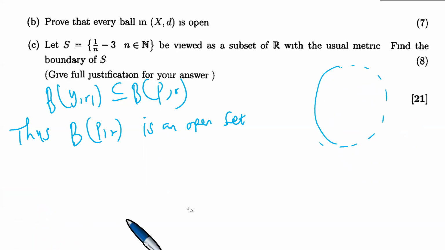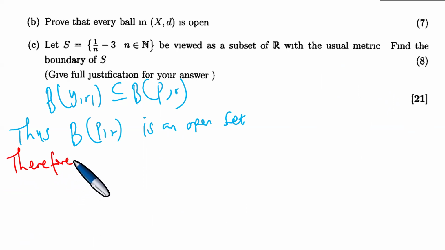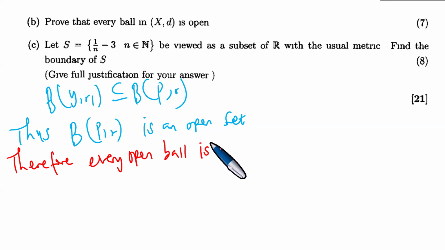Now, let's analyze this. So this is the conclusion. Therefore, every open ball is an open set. Therefore, every open ball is an open set. Now, obviously, this is what we've proven. We've gone through those statements, so you think about it. But also, we can replay this recording.